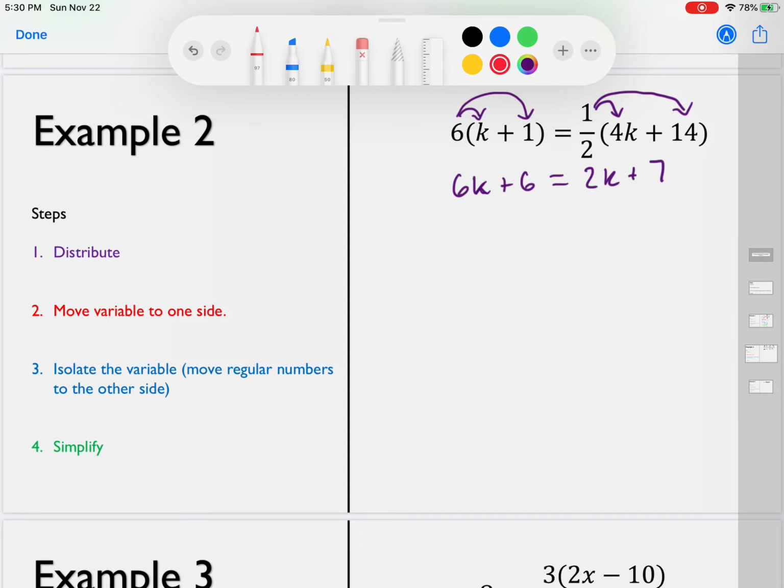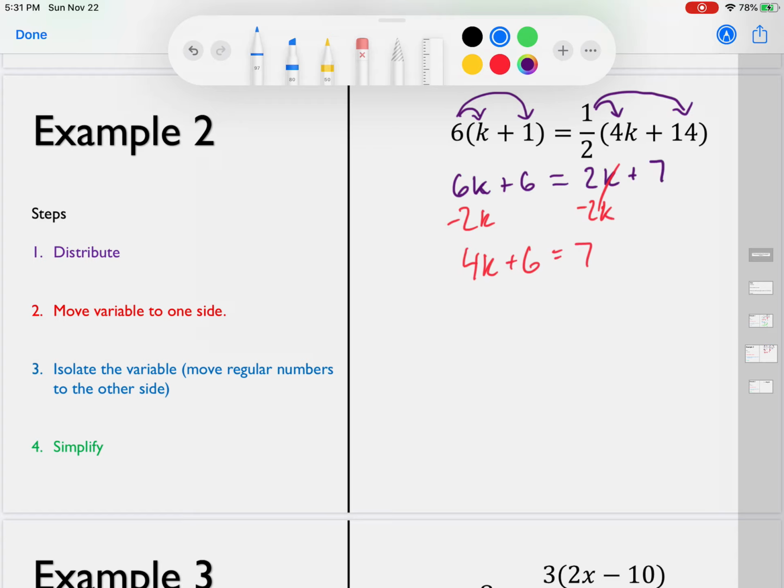So that's our distributing. Now our next step, just like we did before in 2C, we have to get our variables on one side. We need to get them all to the left side. In this case, I want to move the 2k over to the left. In order to get rid of the positive 2k, I'm going to subtract 2k. Do it from both sides, keep that equation nice and happy. Left with 4k plus 6 equals 7.